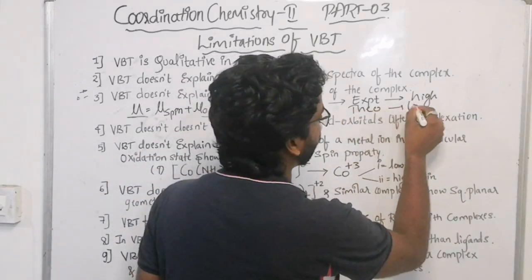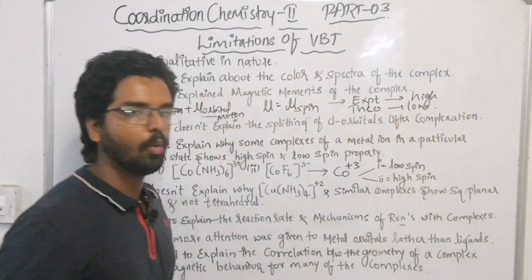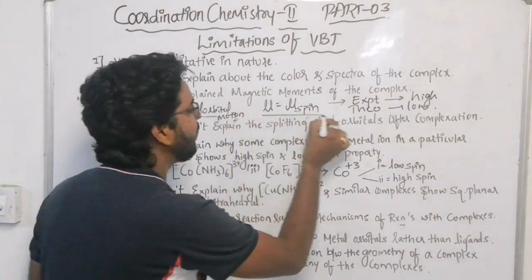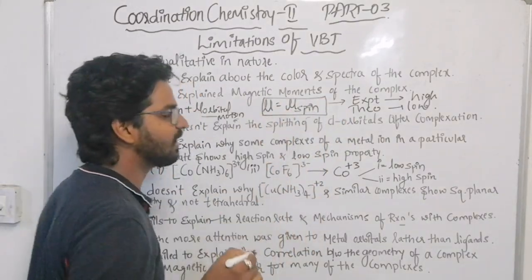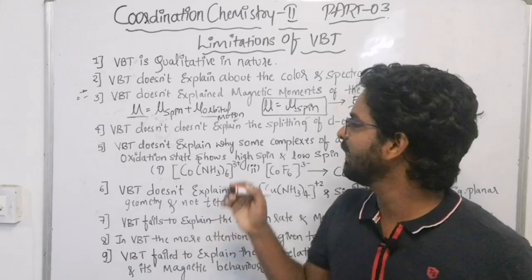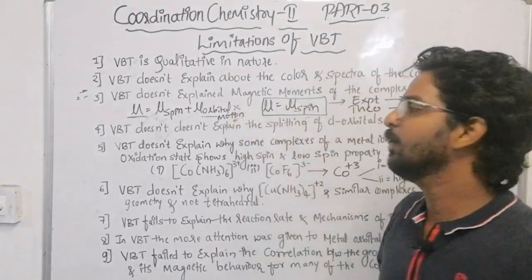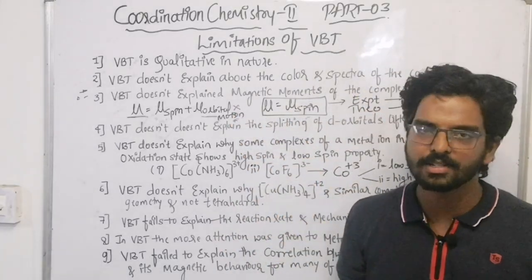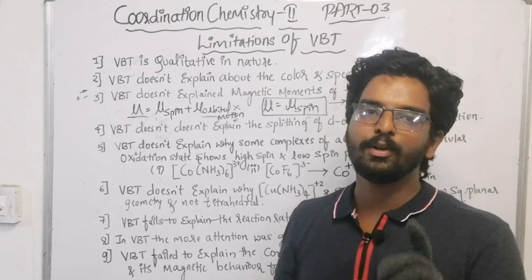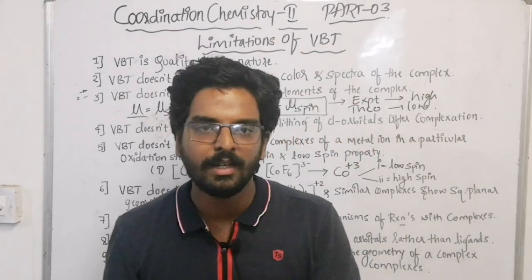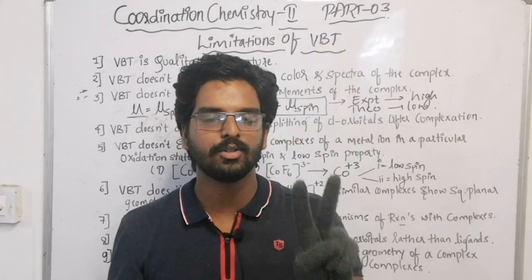When we checked theoretically, the magnetic moment was low. Why? Because VBT only takes into consideration the electron spin, but the orbital motion, it never mentioned anywhere. Understood? So in order to find out the magnetic moment, you should consider two things.